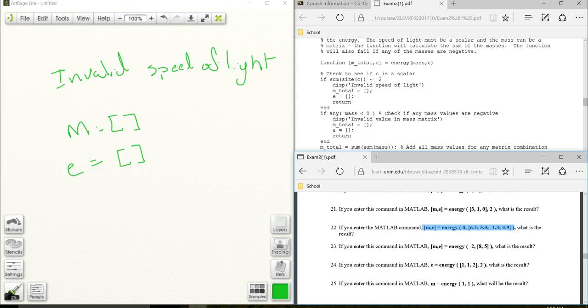Let's do it again. If you enter the command ME is equal to energy of negative 2, 8, 5, well, they mess up on two parts. We have mass, which is less than 0, and we have C, which is not equal to 2. It's equal to 3. And so again, it's going to say invalid speed of light. M is equal to an empty matrix. E is equal to an empty matrix. And let me copy and paste this to show you.